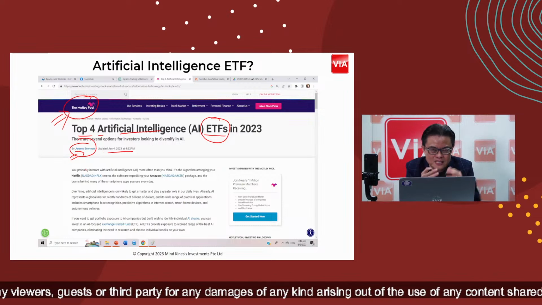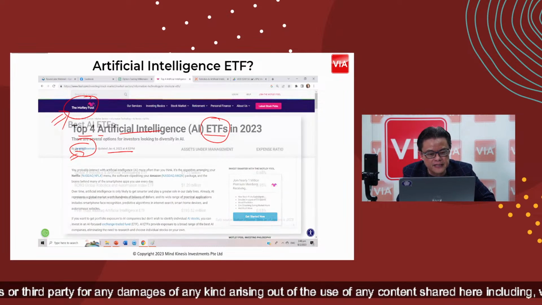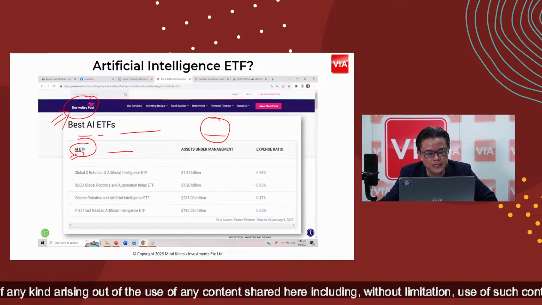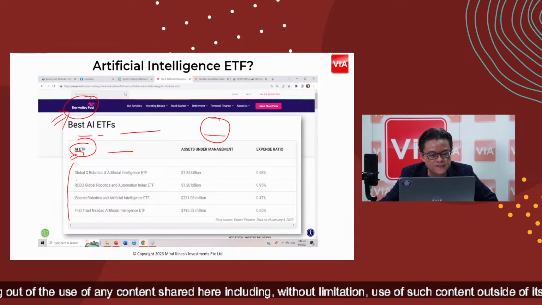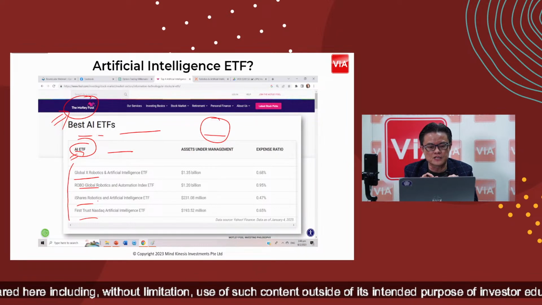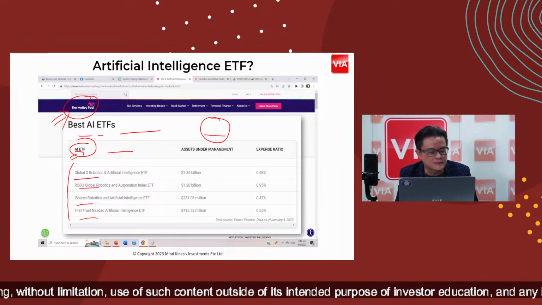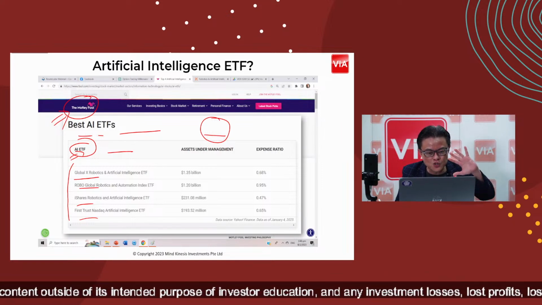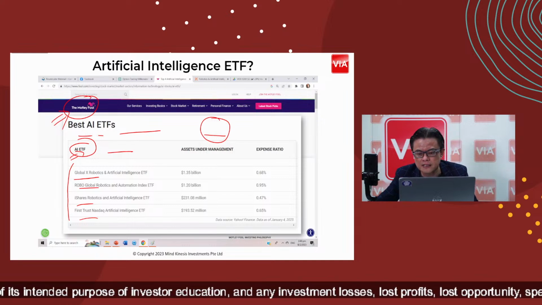So they start recommending. What did this website recommend? This website recommends 4 AI ETFs, Global X, all this. Now, by the way, when I did the research, I had never heard of these 4 ETFs before. There are thousands of ETFs in the world. So one thing is, I saw these 4 and I have no idea what they are.